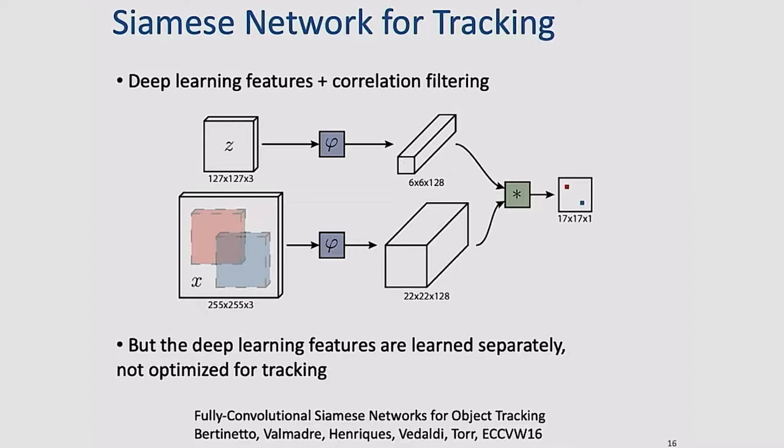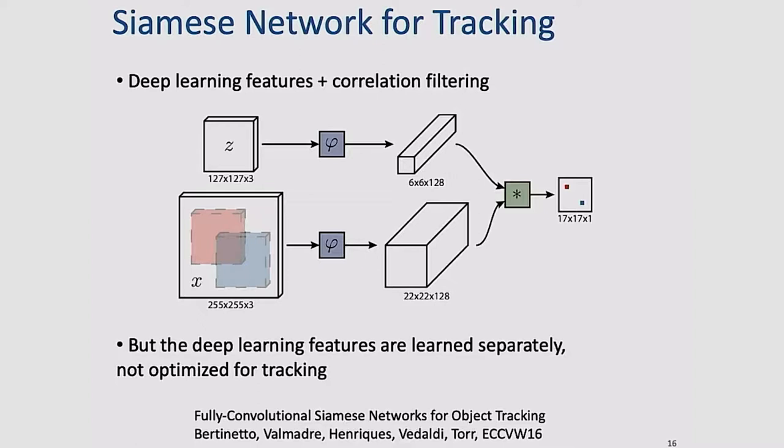In this case, the author proposed to apply the correlation filter on top of the deep learning features. Essentially, the correlation filter I already explained in the previous step. Now instead of applying it on the original space, they want to apply it on the feature space. So that's all this paper is about: apply the correlation filter on the feature space.